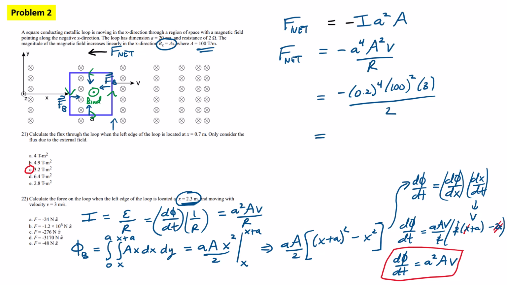All right, you substitute in all the numbers, and hopefully I've done this correctly. I should get minus 24 newtons. Again, we know that the force here is in that negative x direction right here. So that corresponds to choice A. Whew. All right, let's go to problem 3.